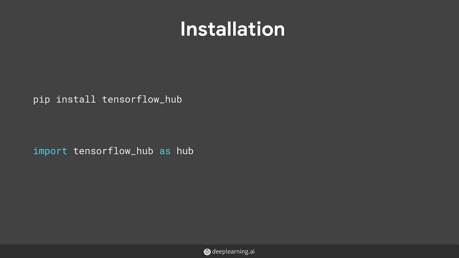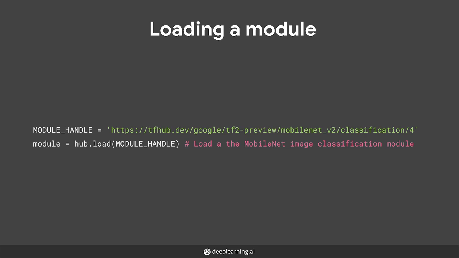Installing Hub is pretty straightforward using a pip install, and once it's installed, you can import it like this. To load a module, you can then use its unique module handle, which is a URL string. To obtain the module handle, the developer has to browse through the catalog of modules in the TensorFlow Hub website and then find it from there. In this example demonstration, we've displayed the module handle for the MobileNet image classification module. Finally, we'll make use of TensorFlow Hub's load API to load the module into memory.